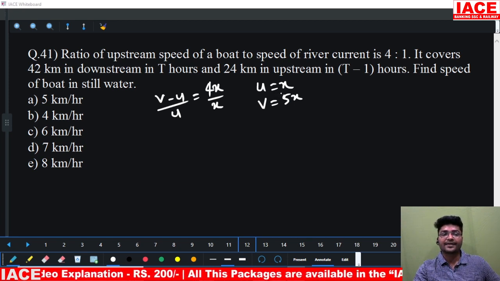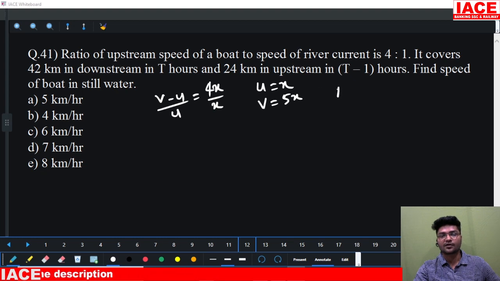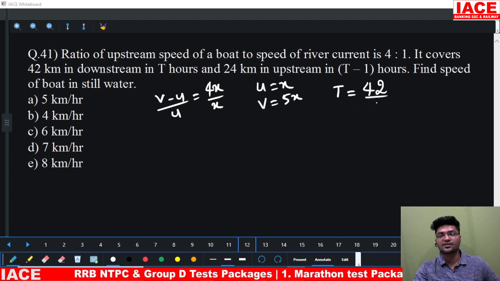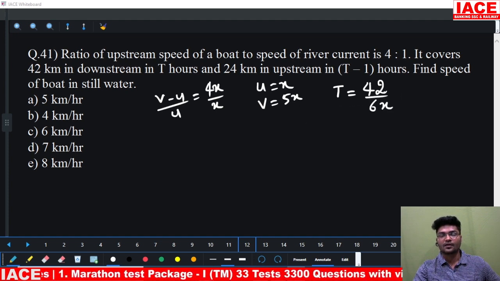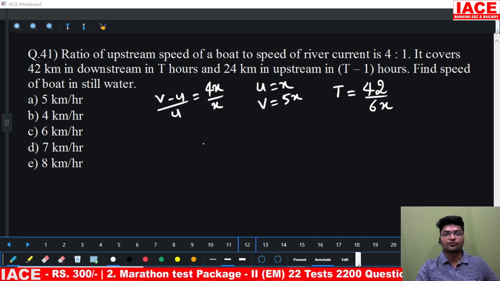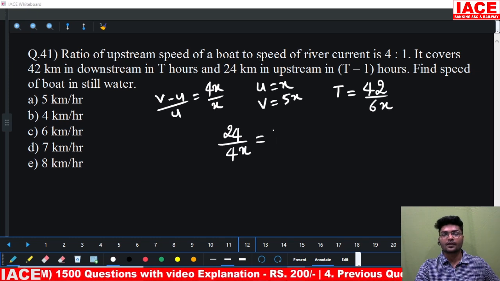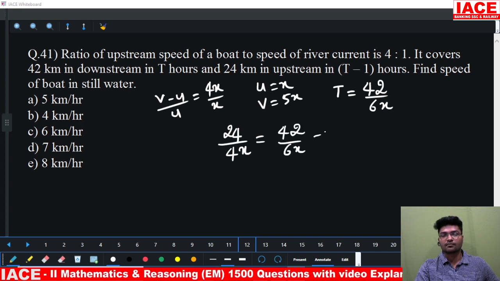Now, it covers 42 kilometers downstream in T hours. That means I can find this time T. T will be 42 divided by downstream speed. Downstream speed means V plus U, that is 6x. And it covers 24 kilometers upstream in T minus 1 hours. So 24 divided by upstream speed, V minus U, that is 4x, is equal to T minus 1. T is already known, 42 by 6x, minus 1.